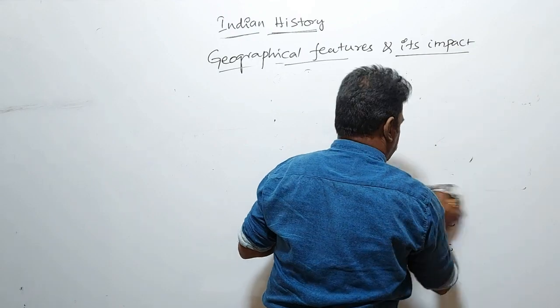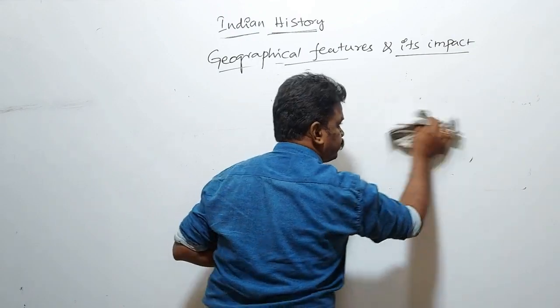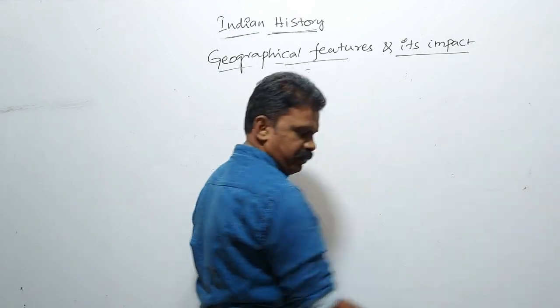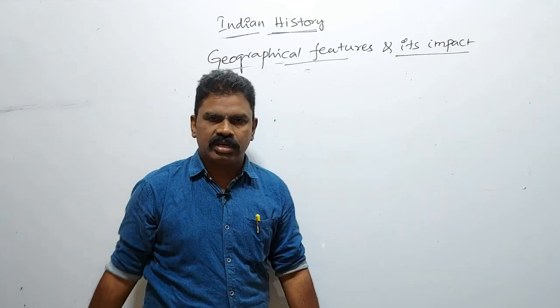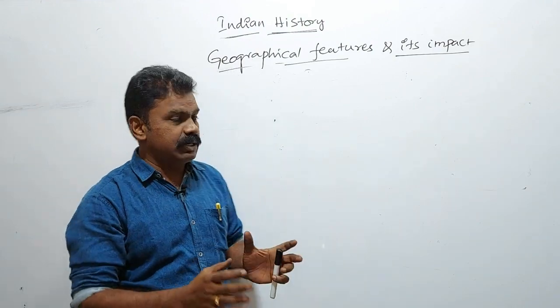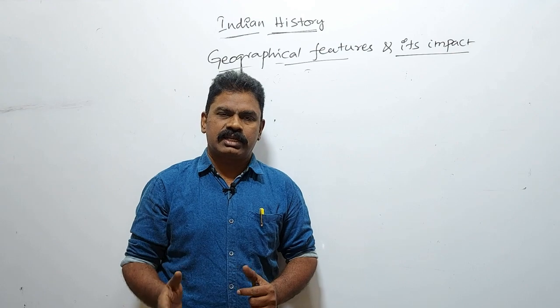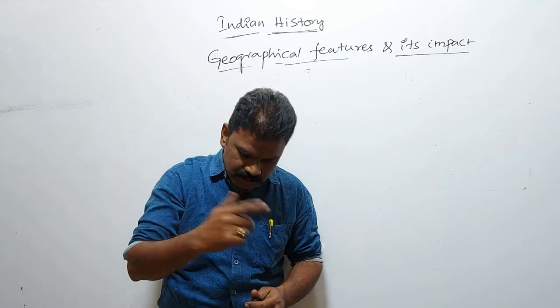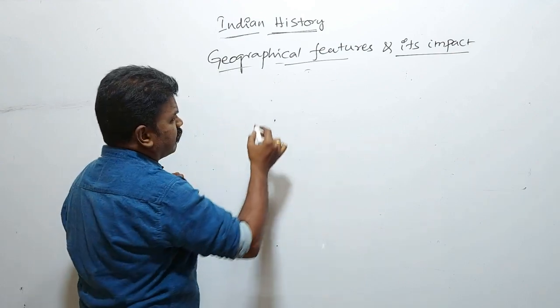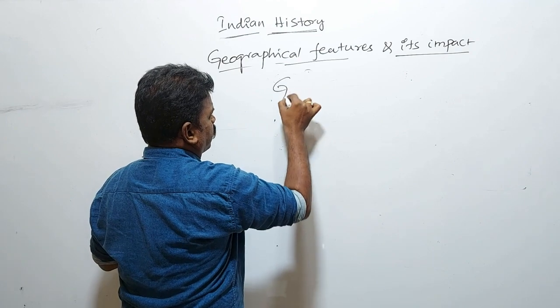Next, coming to the point of geography, because Richard Hakluyt said geography and chronology are the two eyes of Indian history. Next, coming to the point of geography.